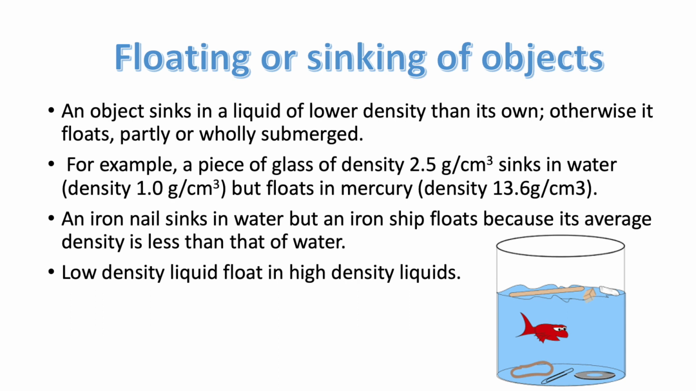Floating or sinking of objects. An object sinks in a liquid of lower density than its own. Otherwise, it floats. For example, a piece of glass of density 2.5 gram per centimeter cube sinks in water. You know, the density of water is 1 gram per centimeter cube, but the glass floats in mercury. Density of mercury is 13.6 gram per centimeter cube. An iron nail sinks in water, but an iron ship floats because its average density is less than that of water. Low density liquid floats in high density liquids.